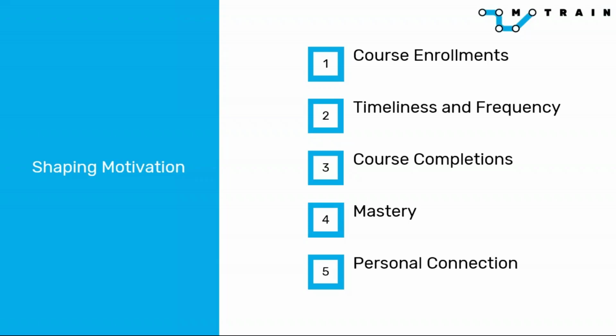The next one, timeliness and frequency. Obviously, we want our learners going into the platform as soon as they possibly can and as often as possible. Course completions are another large target area for us, due to the fact that course completion rates can be notoriously low in some programs. If you're looking at the ROI of your training programs, that's a pretty easy metric to measure.